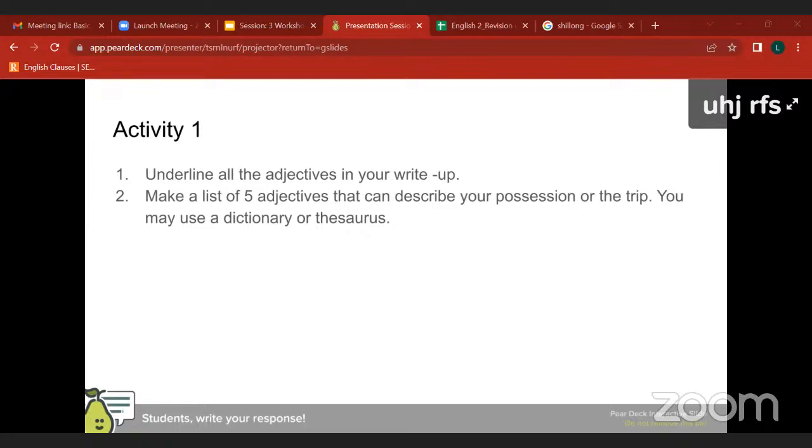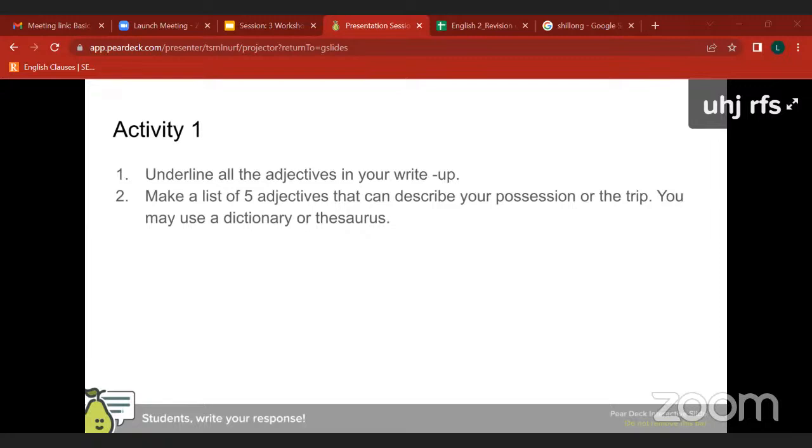Once you're done with this, make a list of another 5 adjectives which have similar shades of meaning as the ones that you have used to write down your paragraph now. You use a dictionary or a thesaurus or something, and then figure out at least another 5 adjectives that can be used to describe your position or your trip, right? And then you rewrite your paragraph that you've written.